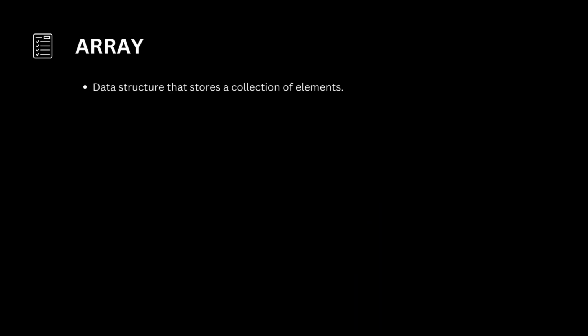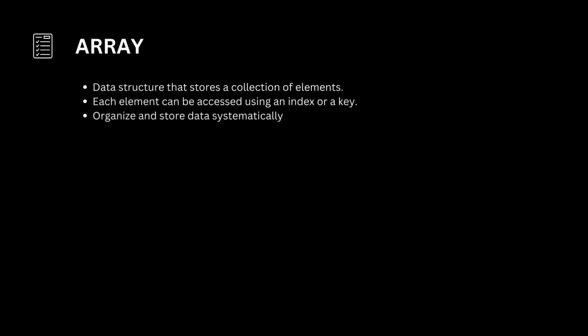An array is a data structure that stores a collection of elements, where each element can be accessed using an index or a key. Arrays are used to organize and store data systematically, making it easy to perform various operations on the elements. Here are some key properties and characteristics of arrays.